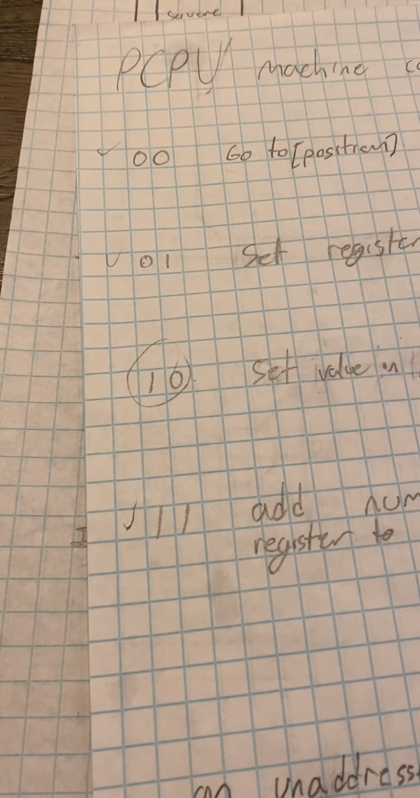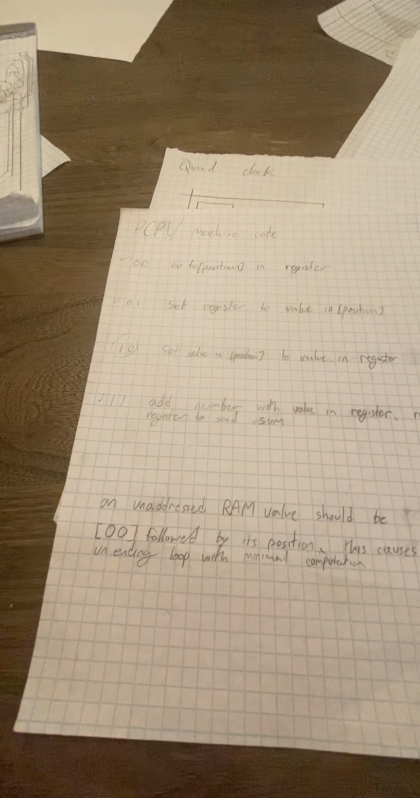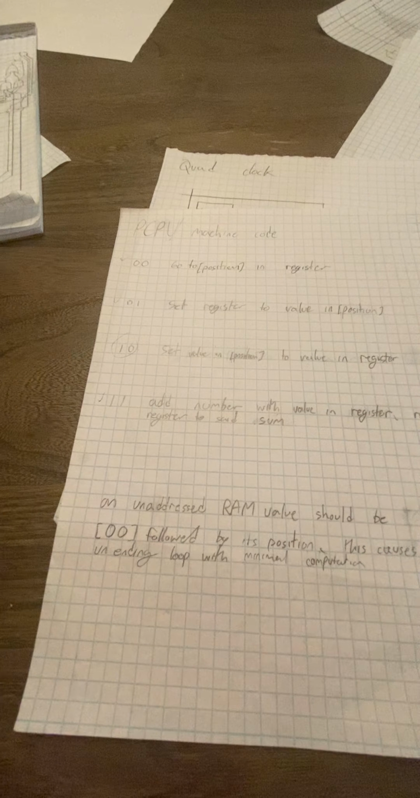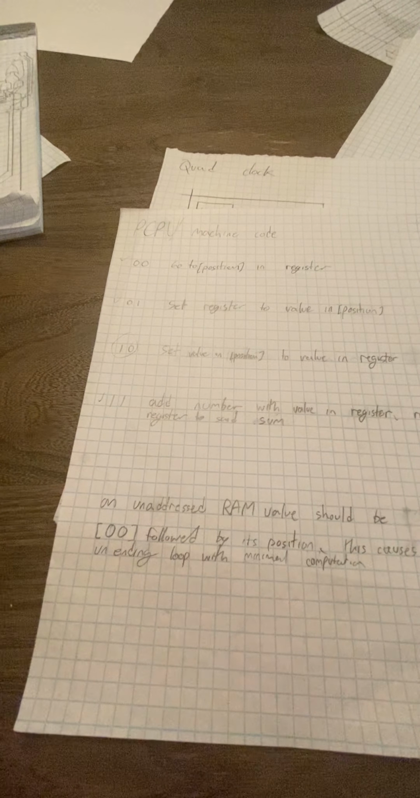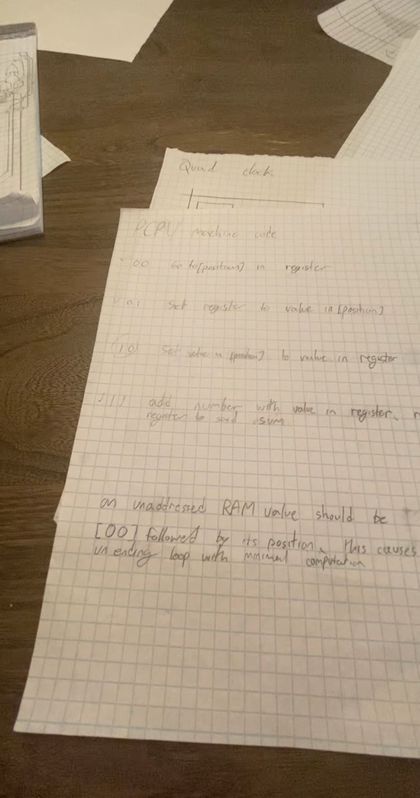All right, so let's go back and describe all these commands here. So command 00 is to tell our position register, which we'll cover later, to go to... this is all off the cuff, okay? So I'm just saying a lot of things here that don't make sense.